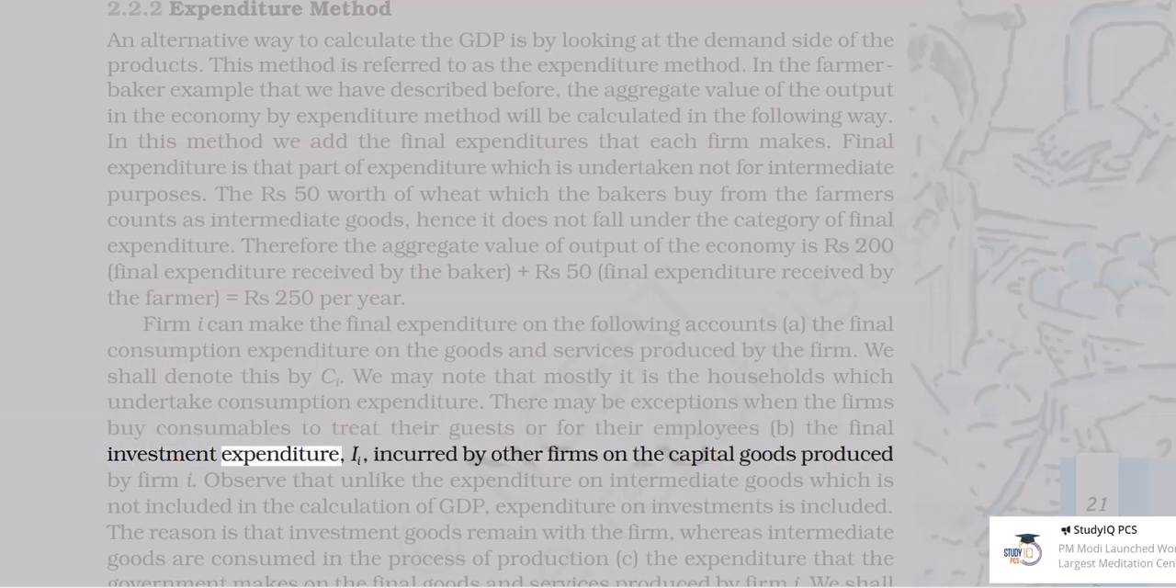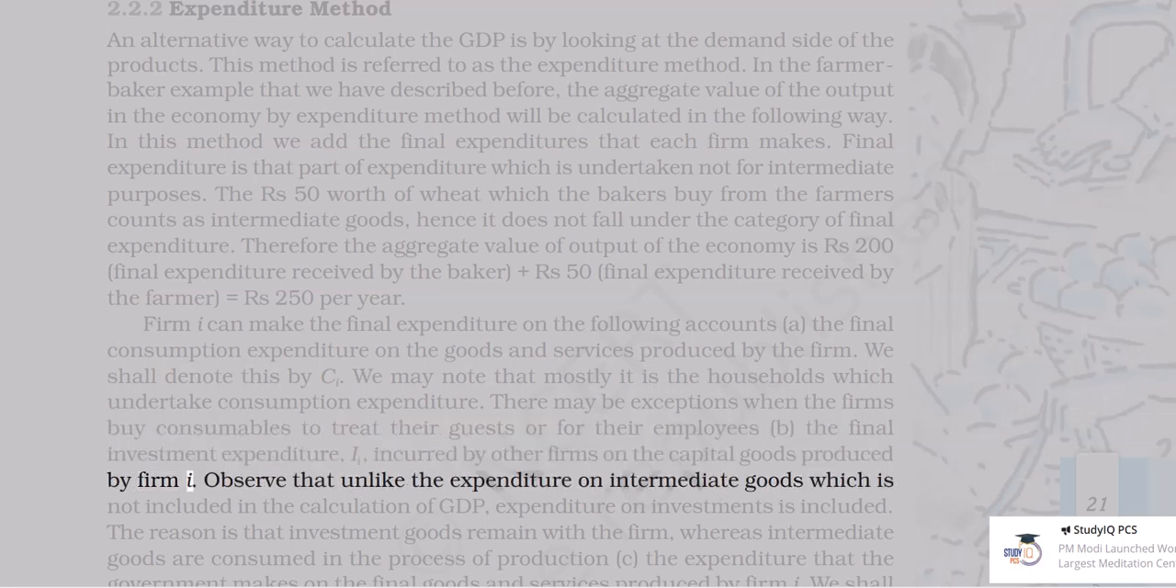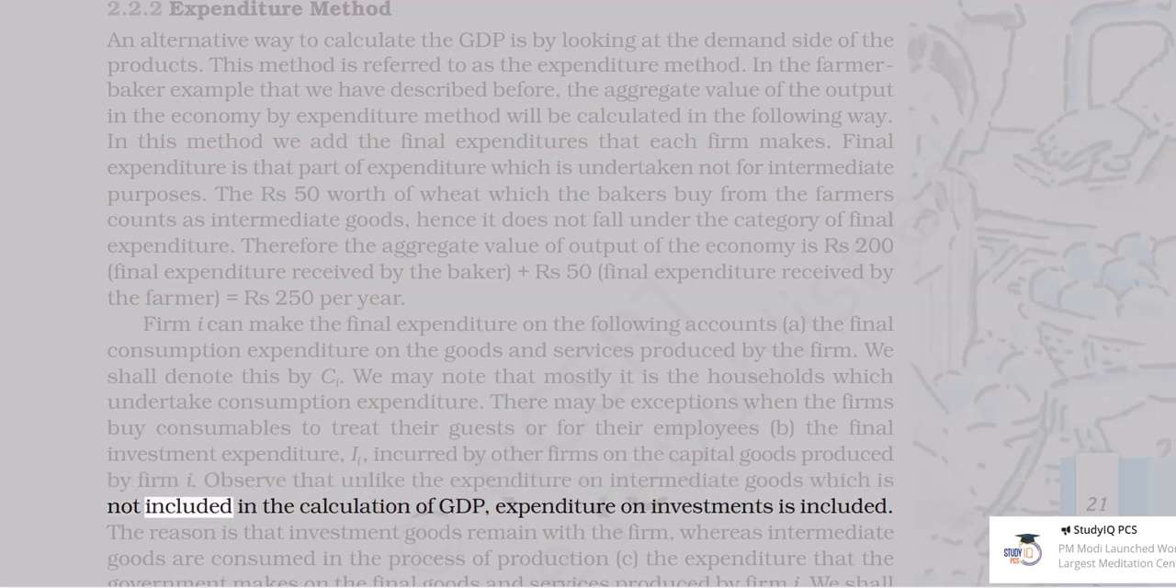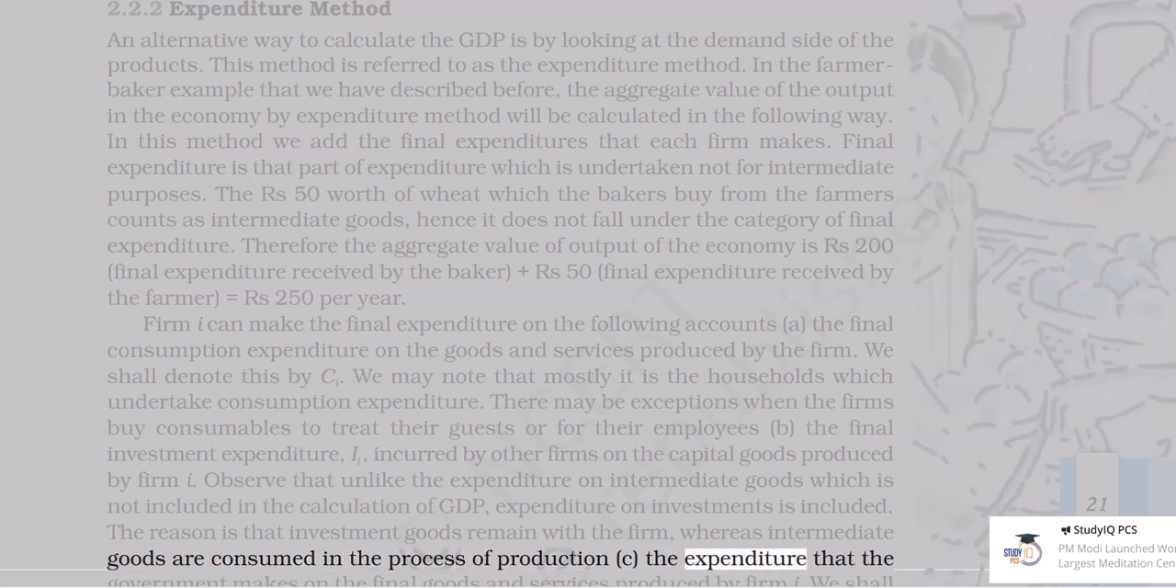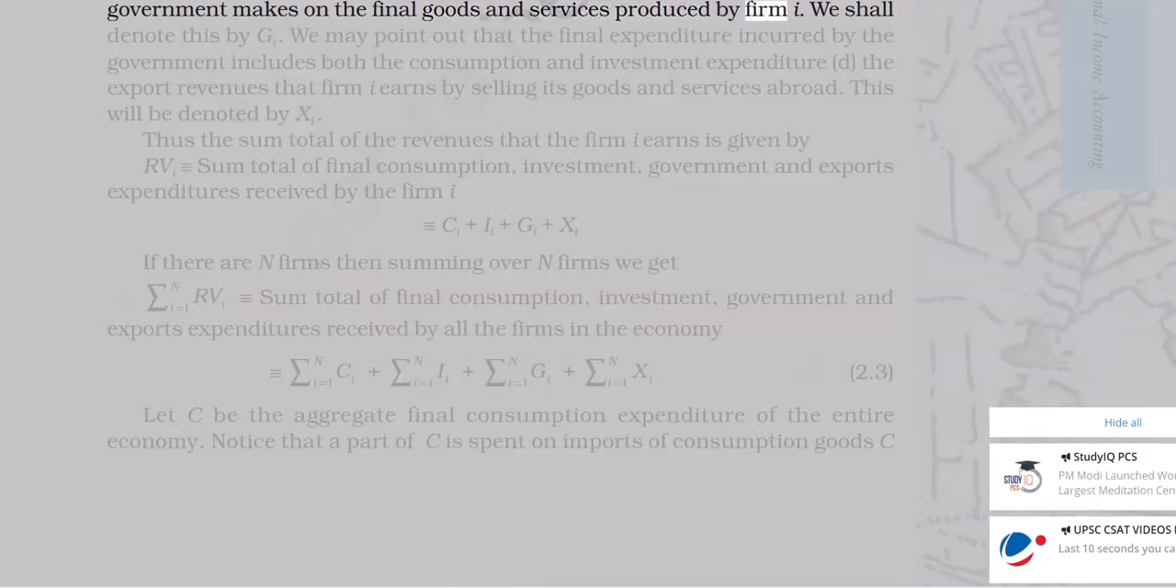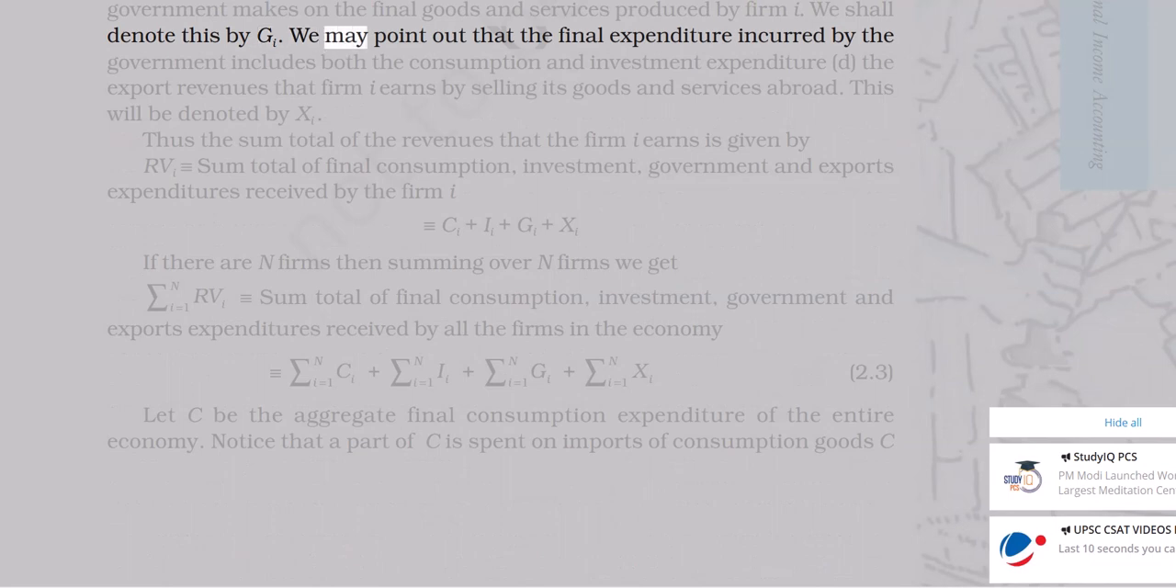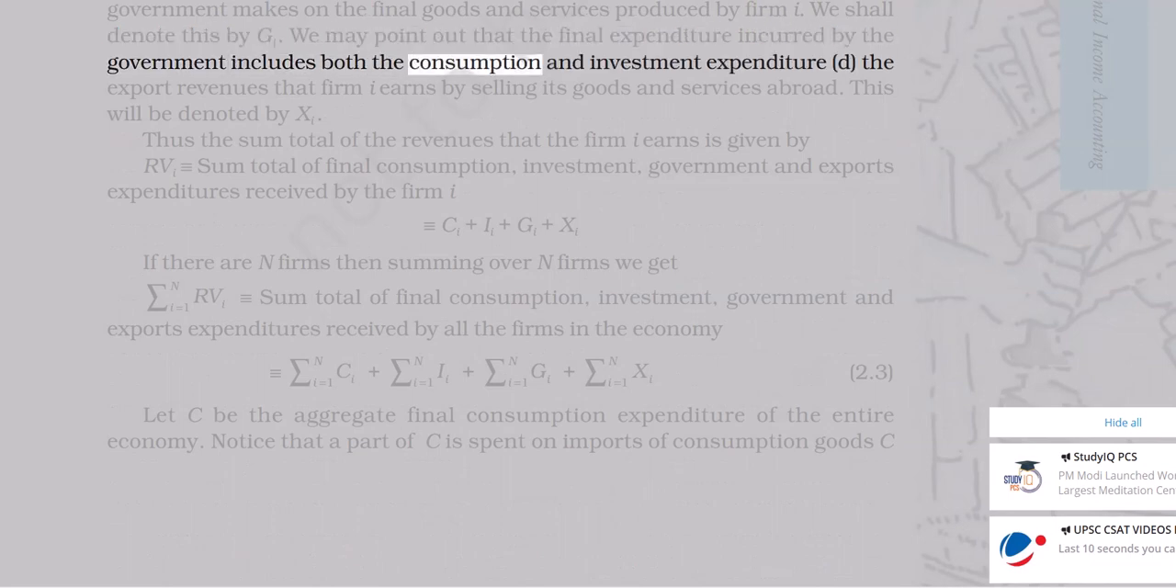B. The final investment expenditure, Ii, incurred by other firms on the capital goods produced by firm i. Observe that unlike the expenditure on intermediate goods, which is not included in the calculation of GDP, expenditure on investments is included. The reason is that investment goods remain with the firm, whereas intermediate goods are consumed in the process of production. C. The expenditure that the government makes on the final goods and services produced by firm i. We shall denote this by Gi.